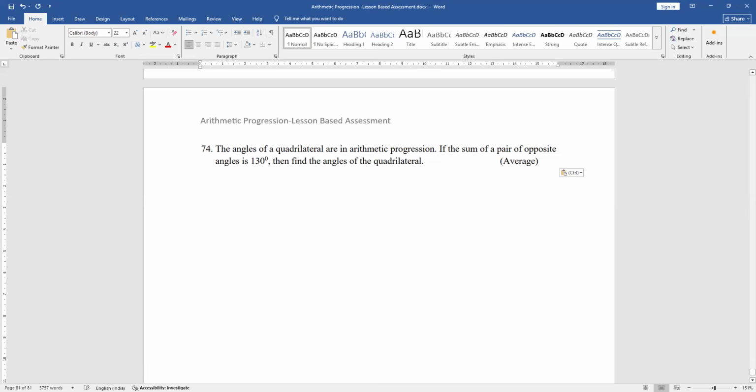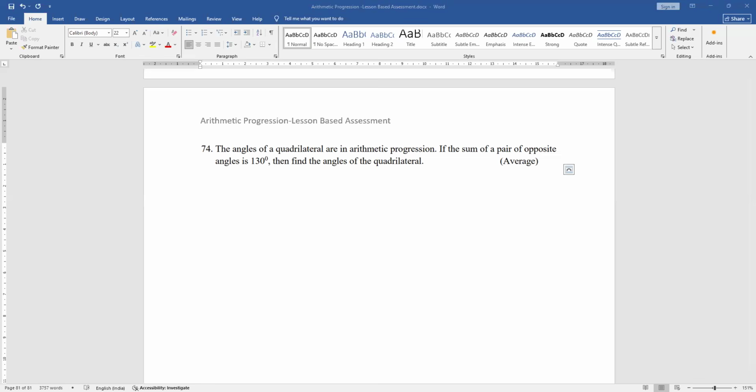Now I move on to problem number 74. The angles of a quadrilateral are in arithmetic progression. If the sum of a pair of opposite angles is 130 degrees, then find the angles of the quadrilateral. So this is another important question.